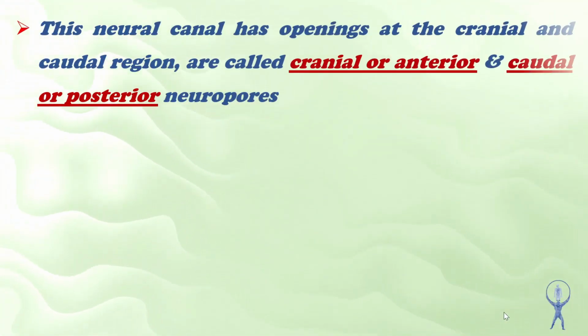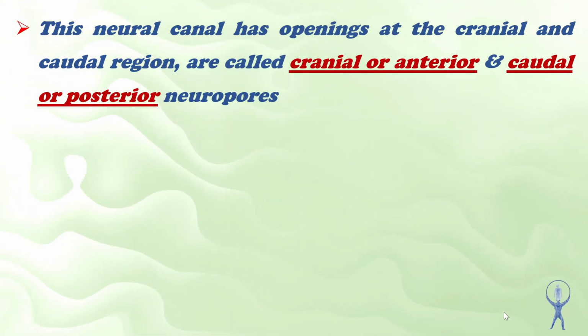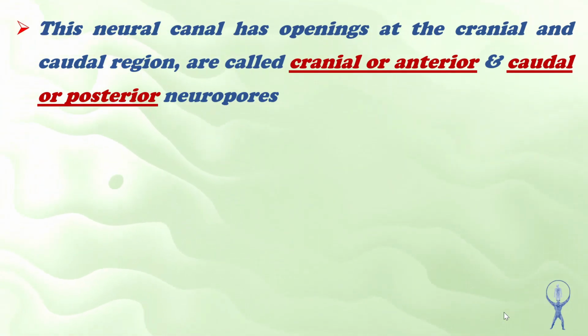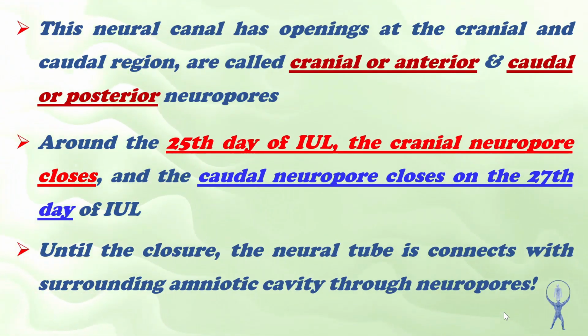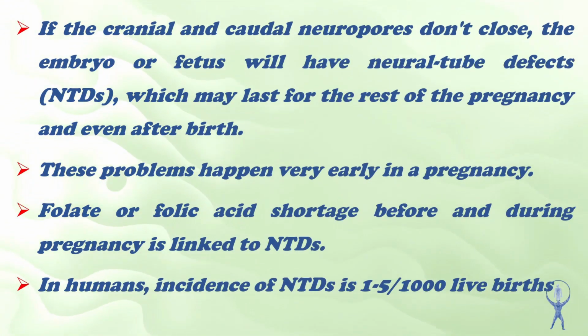Now, this primitive neural canal has openings at the cranial and caudal region, called cranial or anterior neuropore and caudal or posterior neuropore. Around the 25th day of IUL, the cranial neuropore closes, and the caudal neuropore closes on the 27th day of IUL. Until the closure, the neural tube connects with the surrounding amniotic cavity through neuropores. We understood that the neural tube is formed with two openings, that is cranial and caudal neuropores.